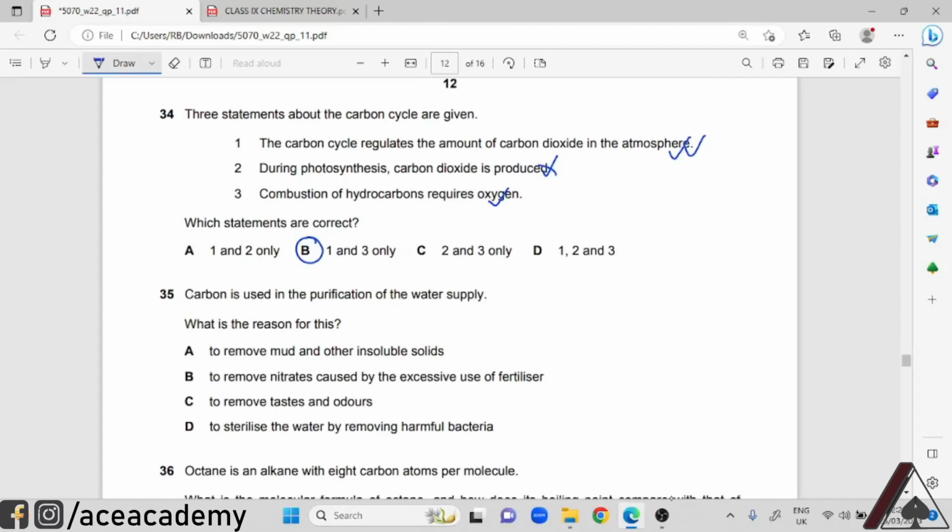Carbon is used in the purification of water supply. What is the reason for this? We know that carbon is used for removing any taste and odor. So this is not the answer. This isn't the answer either. Option C is the answer.